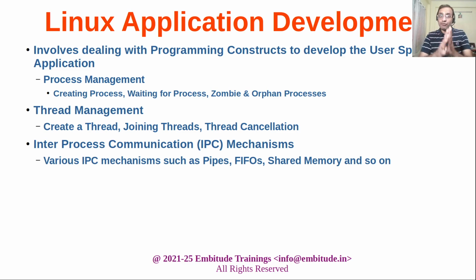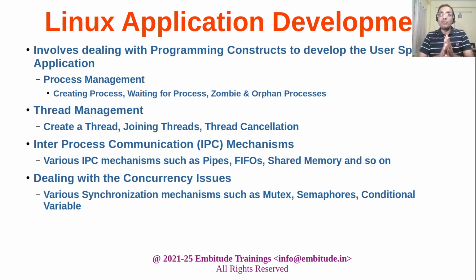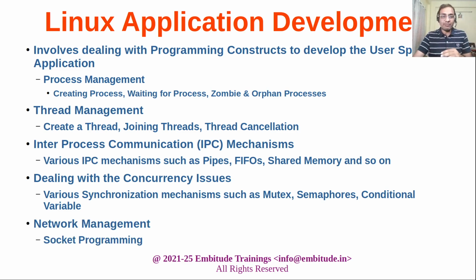The next thing is, when you have multiple entities operating simultaneously, you need a synchronization mechanism to solve concurrency issues. So you need to learn about mutex, semaphore, conditional variables, and something like that. And the final thing in application development, which is very important, helps you communicate across systems, and that's what we call network management. Typically in Linux, network management happens with the help of socket programming. All right, so this is the learning track for embedded Linux development.